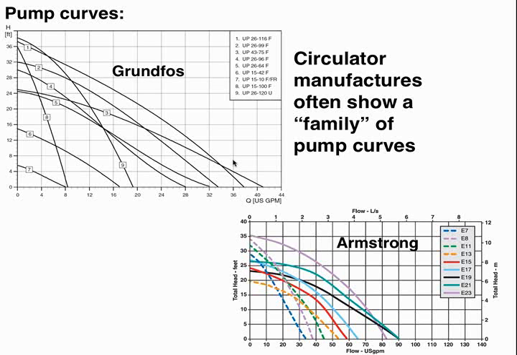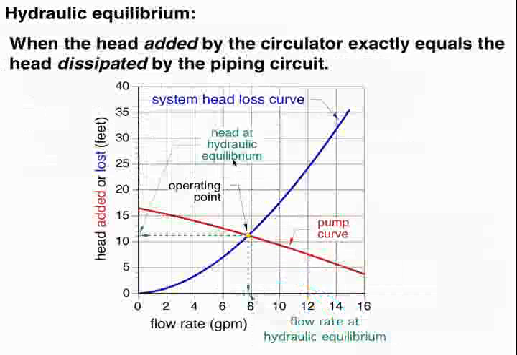offering circulators. The nice thing about having a family of pump curves is that if you draw the circuit head loss curve on this graph, you can very quickly determine the flow rate that each of these different circulators in this family would produce, and narrow down your selection from that. This is really one of the key slides in today's presentation. This is the idea of plotting the system head loss curve and the pump curve on the same graph and looking at where they cross.